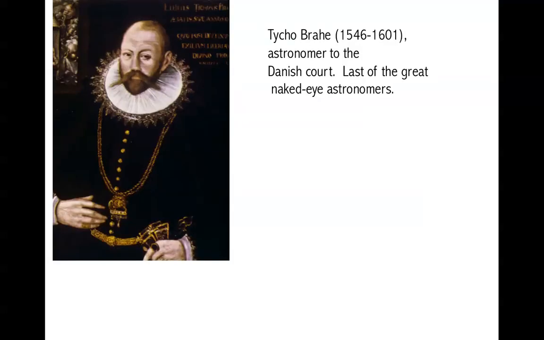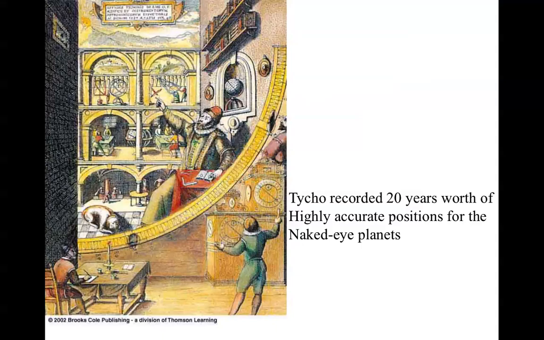We recall from last time the story of Tycho Brahe, who lived from 1546 to 1601 and was an astronomer at the Danish court. Tycho spent 20 years of his life measuring very accurately the positions of the planets against the stars. These measurements were an invaluable resource for trying to test models of the solar system.